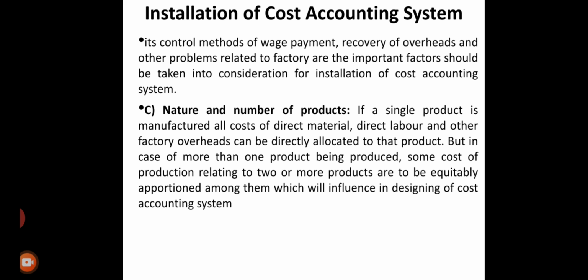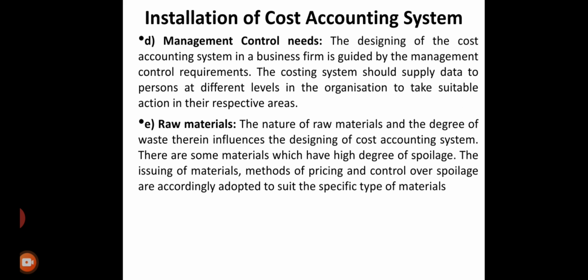Next, nature and number of products. If a single product is manufactured, all costs of direct material, direct labor, and other factory overheads can be directly allocated to the product. But in case of more than one product being produced, some cost of production relating to two or more products are to be equitably apportioned among them, which will influence the designing of the cost accounting system. For example, if a single output is produced, then all costs are charged to a single unit. But if numerous items are produced, cost has to be divided and distributed according to the nature and volume of output.